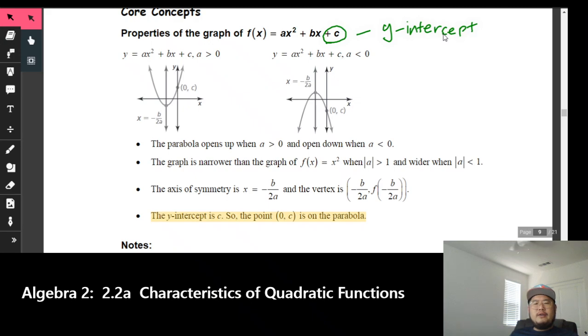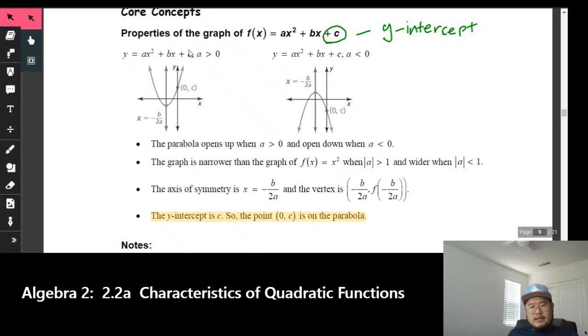If there's no value there, it's just like 5x squared plus 3x, then your y-intercept is 0. If you think about your parent function, it's y is equal to x squared. There is no c value, and the parent function happens to be at the vertex, or at the origin, which is 0, 0.